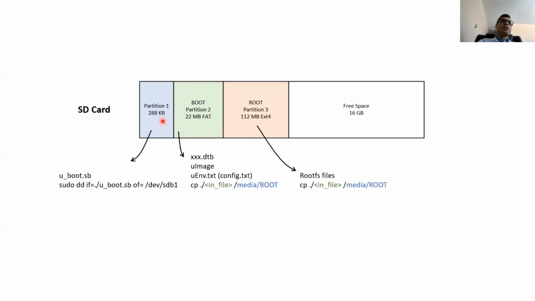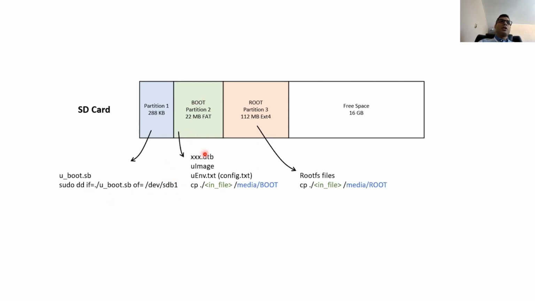So in the first partition, we have to burn the U-boot file. In my case, the file name is u_boot.sb. And we have to use the dd command in order to burn these files into the correct partition. And we use dd, input file and output file, our partition number one.